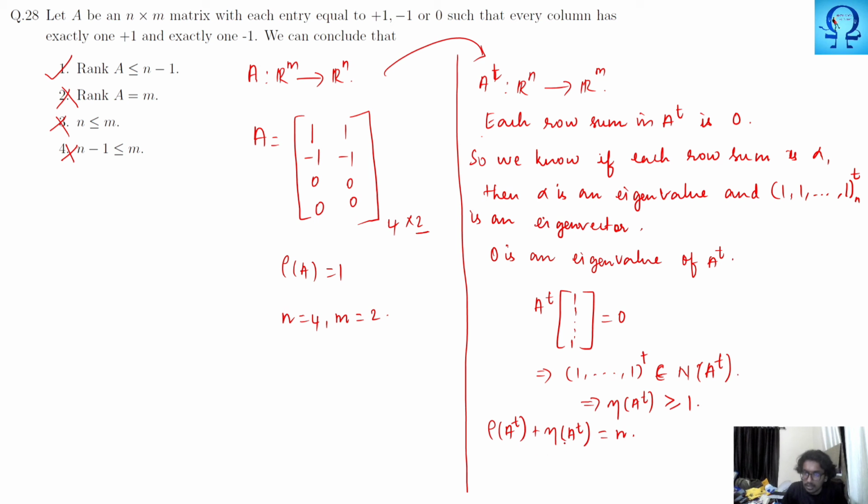Okay, I am getting that the nullity of A transpose is greater than or equal to 1. So what will be the rank of A transpose? This will be equal to n minus the nullity of A transpose. Since the nullity is greater than or equal to 1, this is less than or equal to n minus 1. We know that the rank of A transpose is the same as the rank of A for any matrix A. So this is smaller than or equal to n minus 1, and that is the first option. This is the theoretical way of justifying that the rank of A is smaller than or equal to n minus 1.